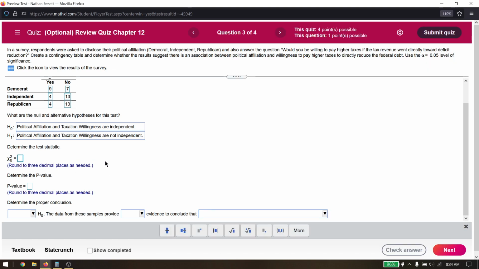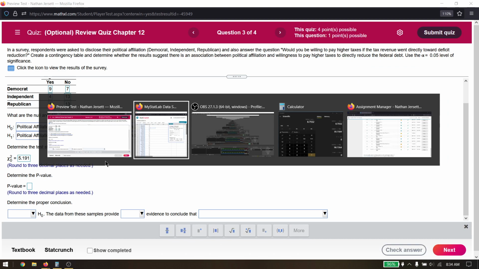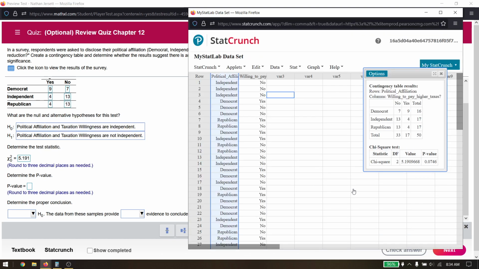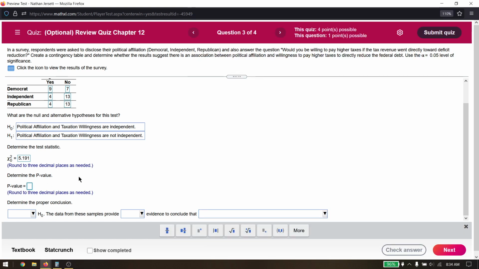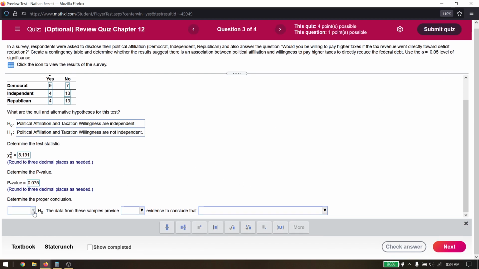The test statistic is right there: 5.191. The p-value is 0.0746. Alpha is 0.05, so that means we do not reject it. The p-value is higher, so we do not reject.